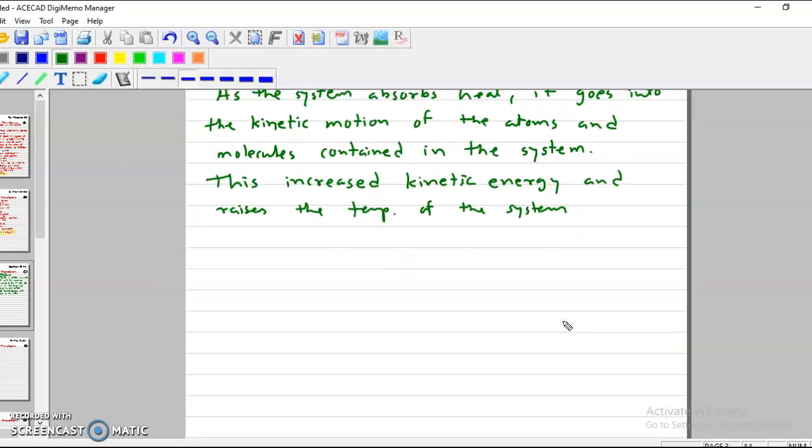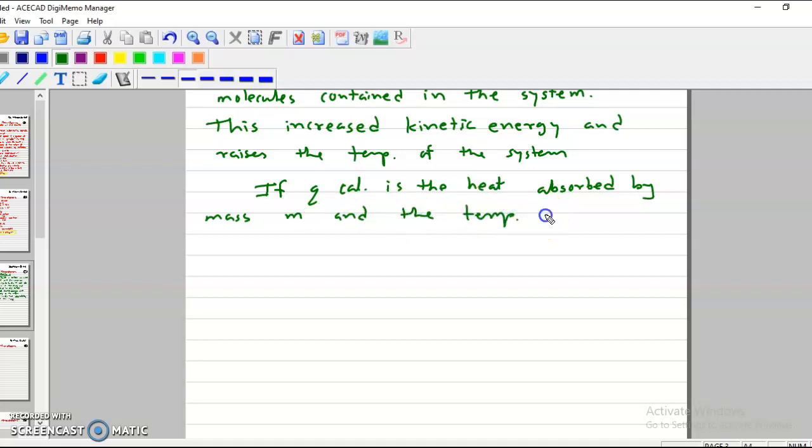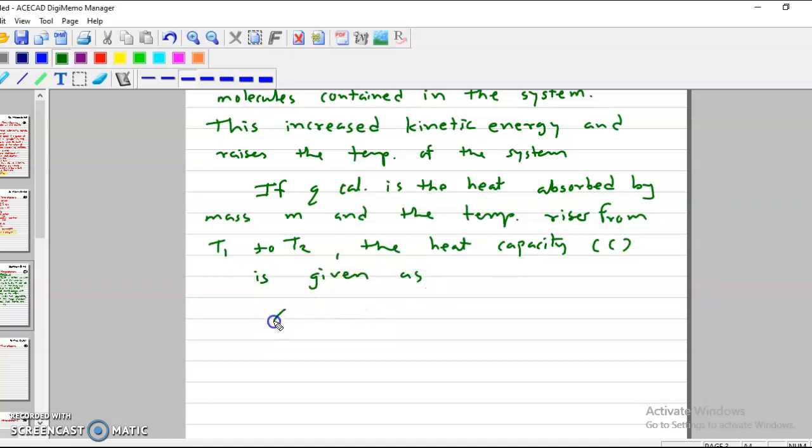So if Q calorie is the heat absorbed by mass m, and the temperature rises from T1 to T2, then the heat capacity C is given as C is equal to Q upon m into T2 minus T1. So this is what heat capacity means.